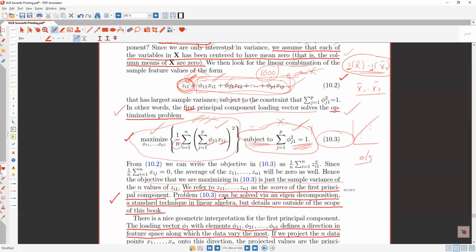Well, it can be solved. It doesn't have to be, but it can. Good word choice there by the authors, right? It can be solved by eigen decomposition, which is a technique in linear algebra. Details are outside the scope of this book. Well, we've talked about eigen decomposition a little bit, so you have kind of your foot in the door into what's going on with that, the extraction of eigenvalues and eigenvectors. So that's how we're going to get the components.